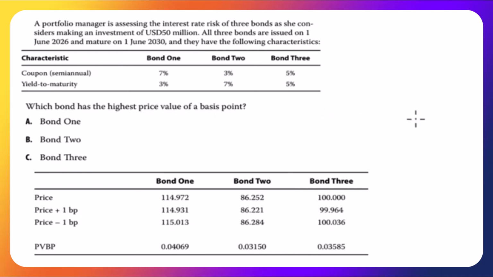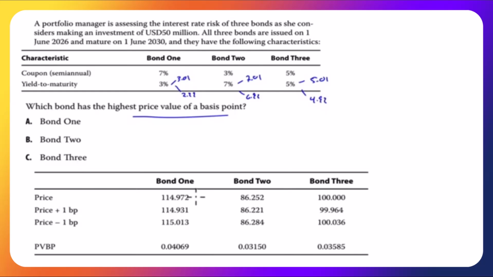So we know what we have to do here. For each one, we have a yield to maturity. We'll increase it to 3.01 and decrease it to 2.99. This one, same thing, 7.01, 6.99. And here we have 5.01 and 4.99, and reprice that bond.